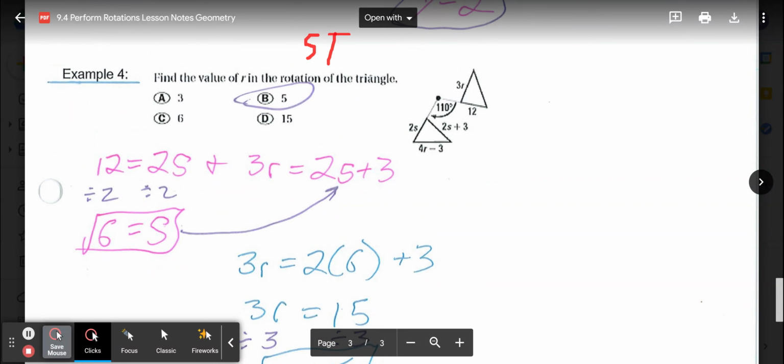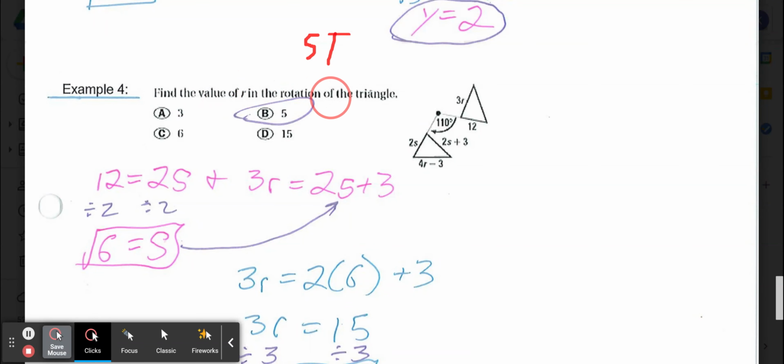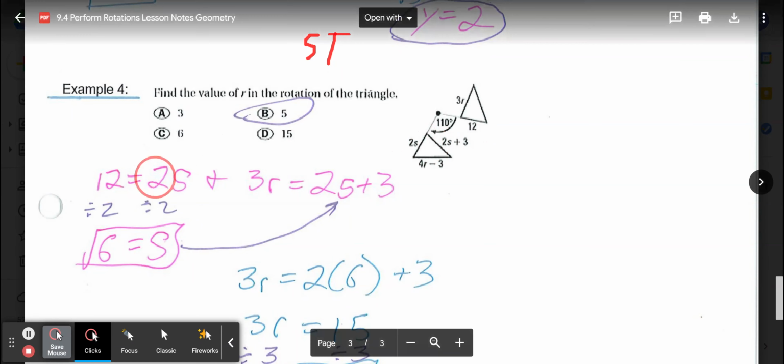Oh well. Then, example 4. Find the value of r in the rotation of the triangle. So our original triangle here rotates 110 degrees, and in this case they went clockwise, but that doesn't matter. We can tell by the way they drew the arrow. Our original is here, new one's here. So if we're rotating that, matching up corresponding parts, the 12 here would match up with 2s here. So 12 equals 2s, divide by 2, and we know s is 6.